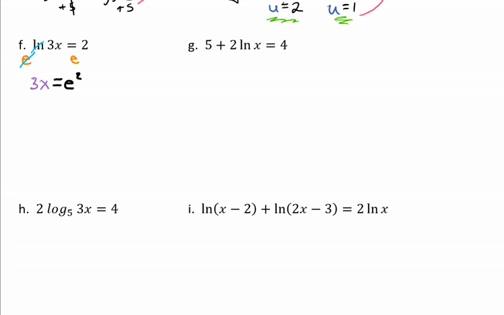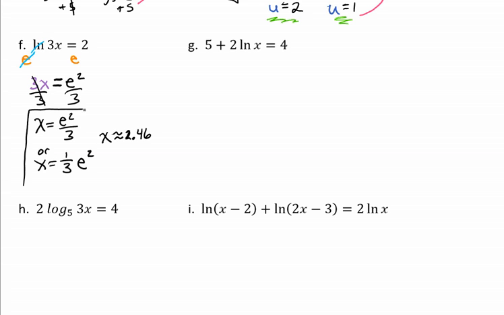From there, we'll divide both sides by 3, and we can either leave it as x equals e squared over 3, or we can rewrite this as x equals 1/3 times e squared. Either way, it means the same thing. When we plug that into our calculator, x is approximately 2.46. So here we're looking at our exact solutions and our approximated solution as well.